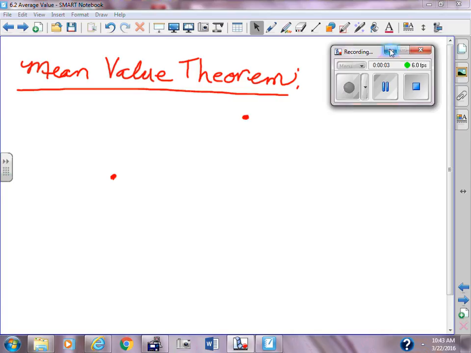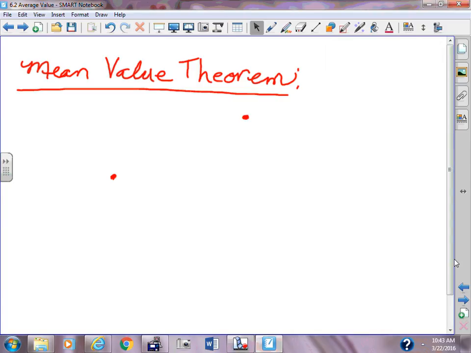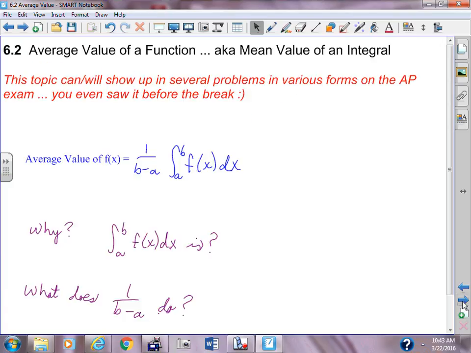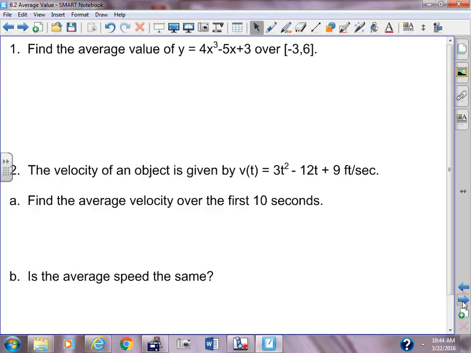All right, guys, so to begin with, our lesson for today is average value of a function, which is found in section 6.2. This is also known as the mean value of an integral. Now, that sounds like it would be called a mean value theorem.